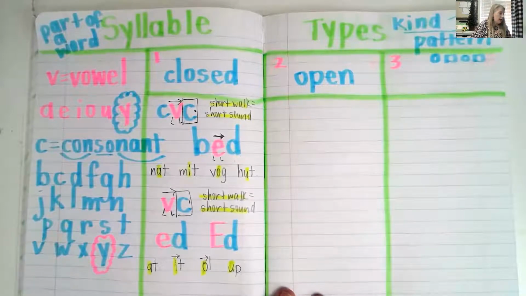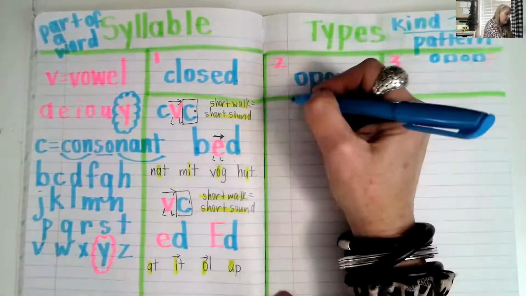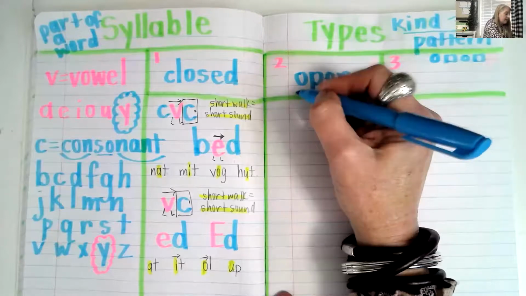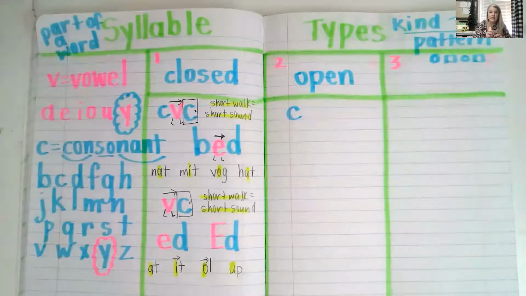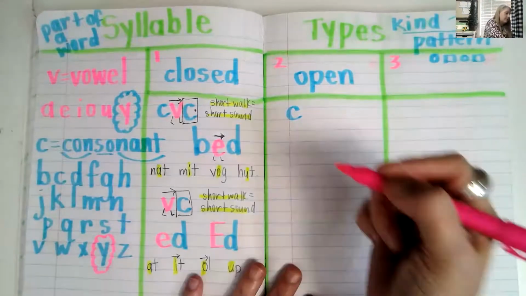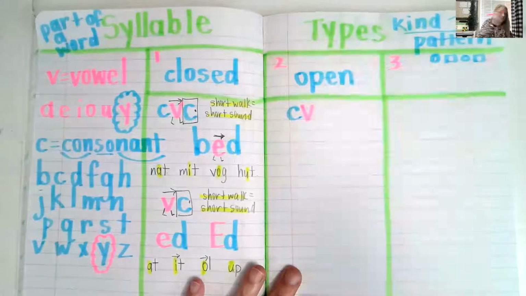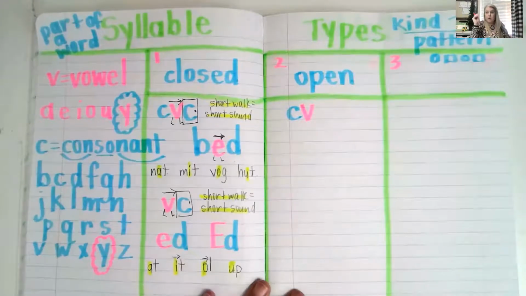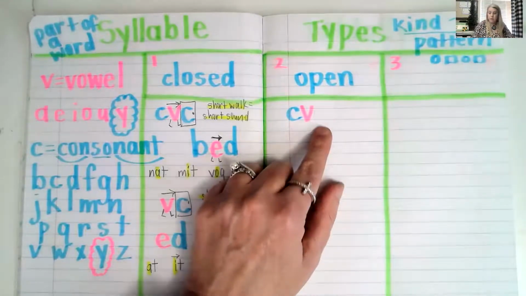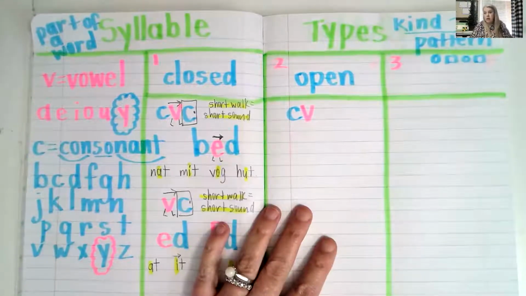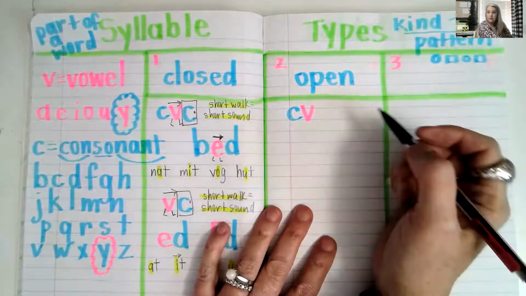So the open pattern is basically when you have your consonant first. Now go to your pink highlighter, and then your vowel is going to come next. So that is basically what it looks like and the pattern you'll look for in your words. There's no consonant on the end. There's no door.